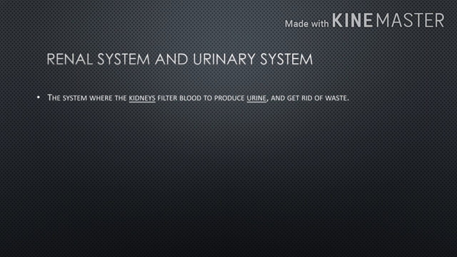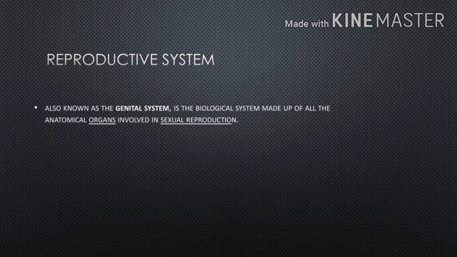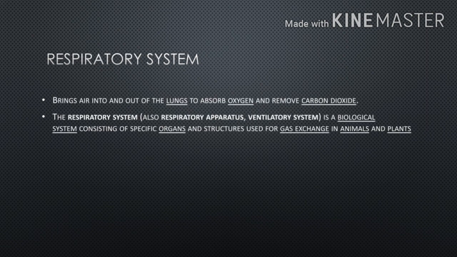The system where the kidneys filter blood to produce urine and get rid of waste. Next is the reproductive system, also known as the genital system. It is the biological system made up of all the anatomical organs involved in sexual reproduction. Next is the respiratory system. It brings air into and out of the lungs to absorb oxygen and remove carbon dioxide. The respiratory system, also called the respiratory apparatus or ventilatory system, is a biological system consisting of specific organs and structures used for gas exchange in animals and plants.